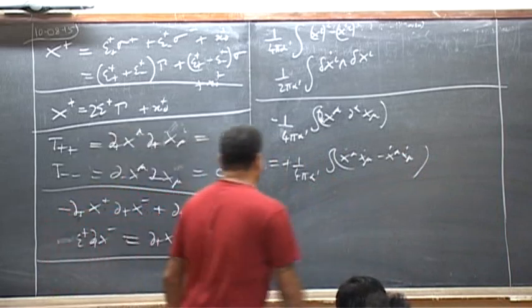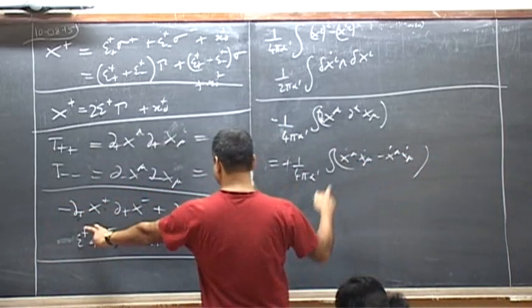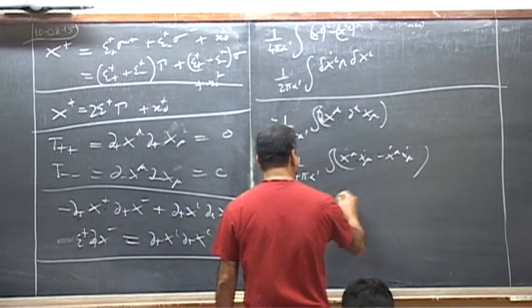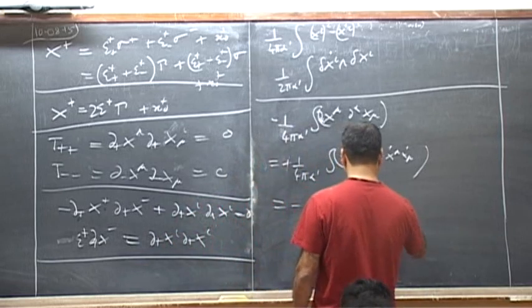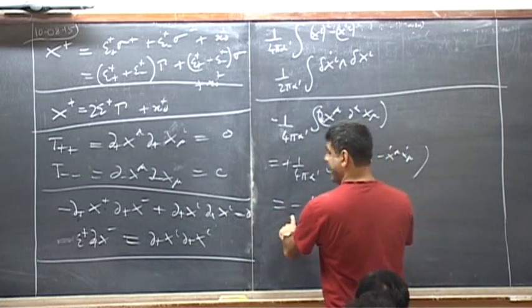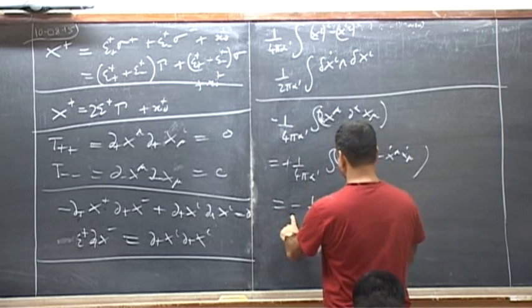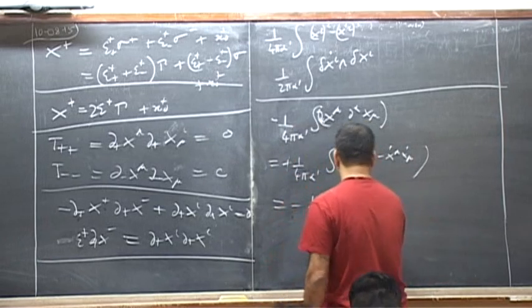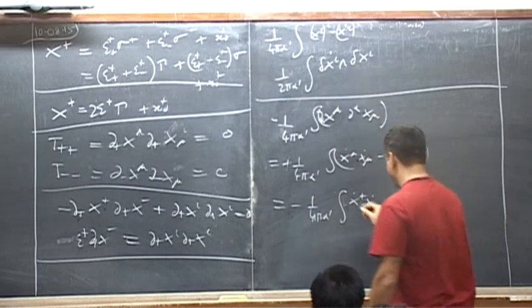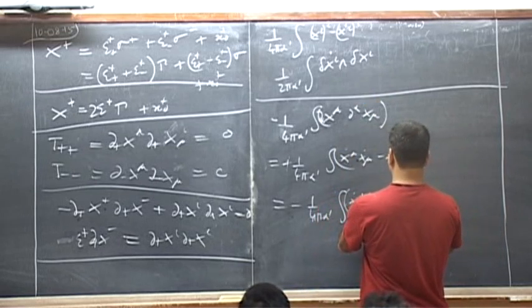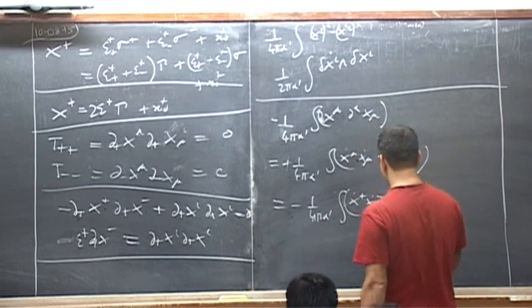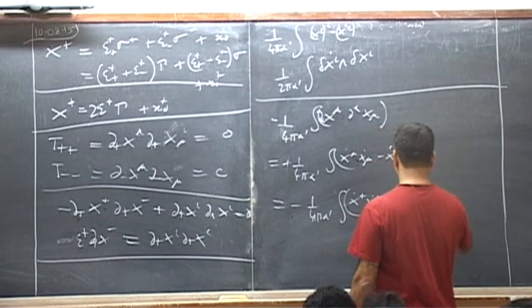So that's the same as this. That gives us minus 1 by 4 pi alpha prime x plus dot x minus dot. And then this comes with a minus. Oh no, I put the minus here. Okay, fine. So let me just look at the x plus x minus part. I've already worked out the xi dot. So x plus dot, x minus dot, minus x plus prime x minus dot.